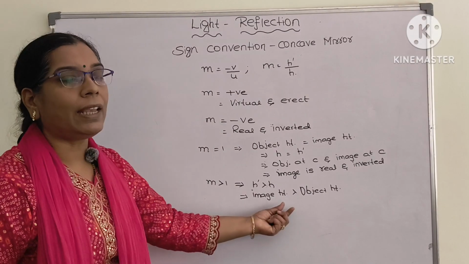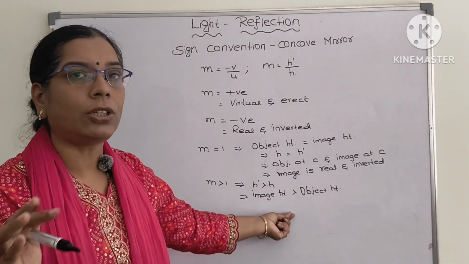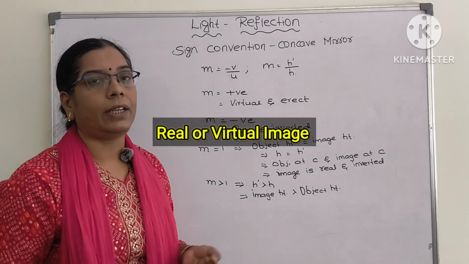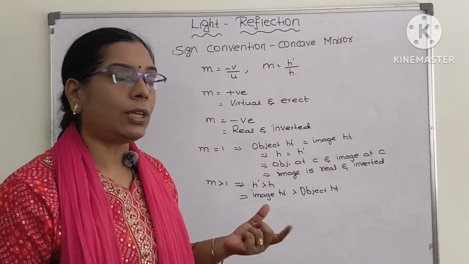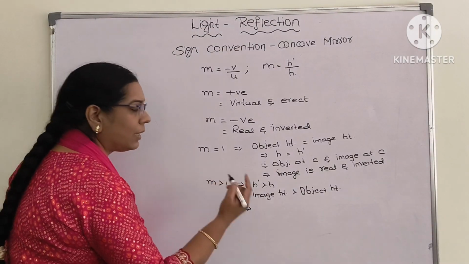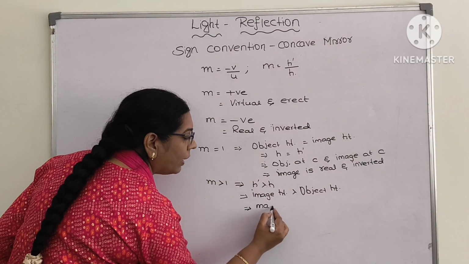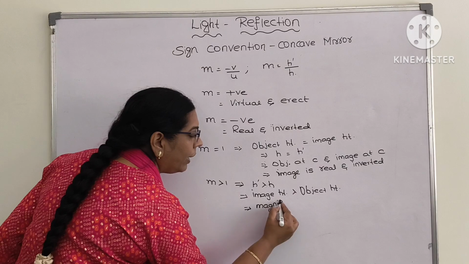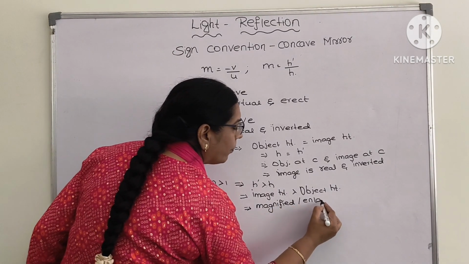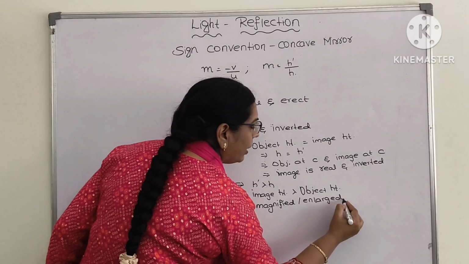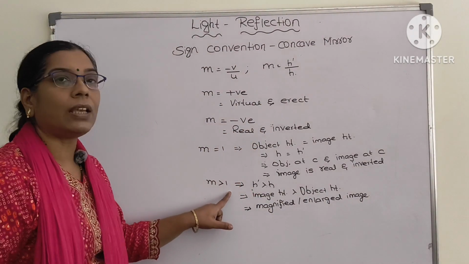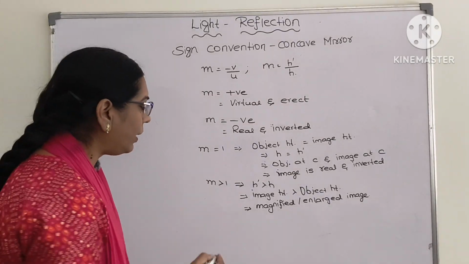Now, from this, can we conclude whether it's a real image or inverted image? No, because both real and inverted will give you enlarged or magnified images. So when m is greater than 1, it means you are getting a magnified or enlarged image. Just by the number alone, you cannot say whether it is real or inverted.